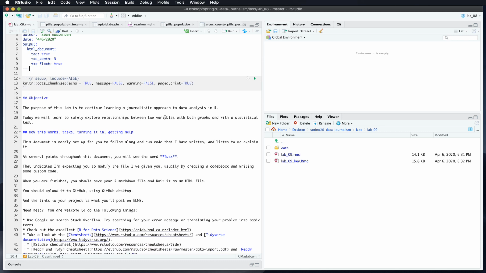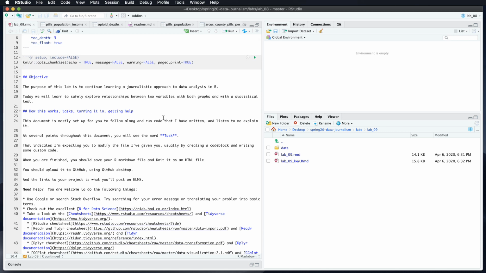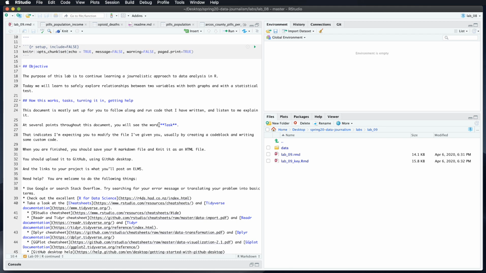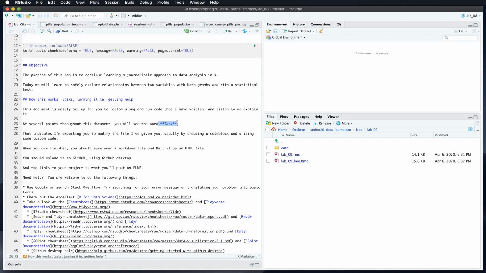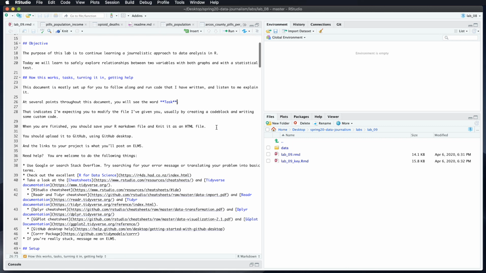This lab is going to function the same way all prior labs have functioned, in that I've written some code. You're going to write along with me. There will be times when you're going to see the word task in blue, and I want you to write your own code. In general, the first half of this lab you'll be doing along with me. The second half you're going to do on your own.